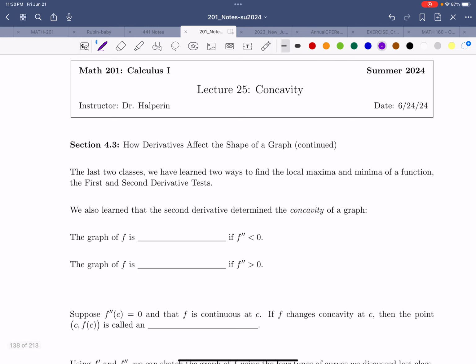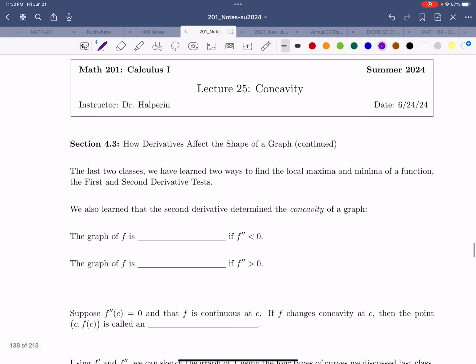Remember, the second derivative of a curve is just the derivative of a derivative, right? Take the derivative twice. If the second derivative is negative, then we say that the graph is concave down on the interval. And if the second derivative is positive, then we say that the graph is concave up.